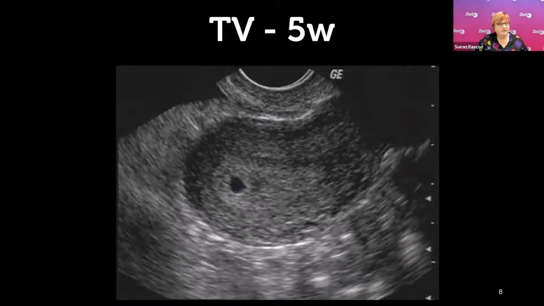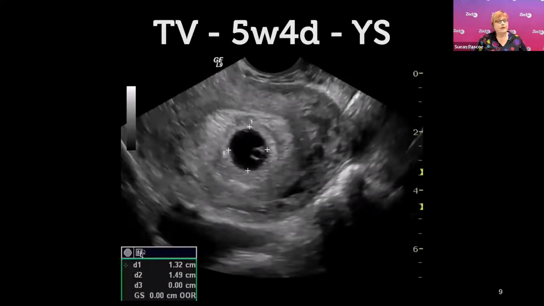But if we catch it early enough, this is what we see. 5 weeks, 4 days, we see the yolk sac appear, and that kind of dates the pregnancy definitively. If that's the only thing we can see, we know it's at least 5 weeks, 4 days. And so again, we're looking for that double decidual rim of tissue and the yolk sac.